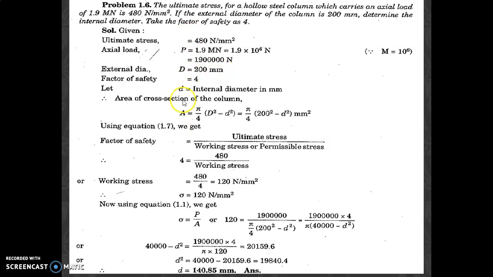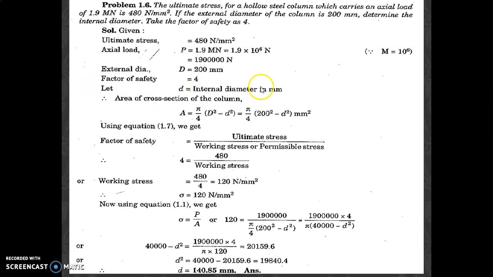So let us write the given information one by one. Ultimate stress 480 Newton per mm square. Axial load P is equal to 1.9 into 10 raised to 6 Newton. External diameter D is equal to 200 mm. Factor of safety is 4.